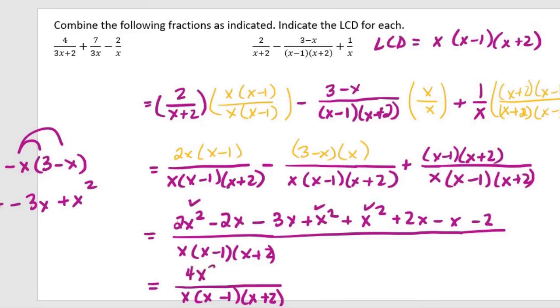So we have 4x squared. Terms that have x to the power of 1 are the negative 2x, negative 3x, so that gives me negative 5x, plus 2x, so we're back to negative 3x, minus x is negative 4x. So we've used these 4 terms, and finally there's a negative 2. And we're done.